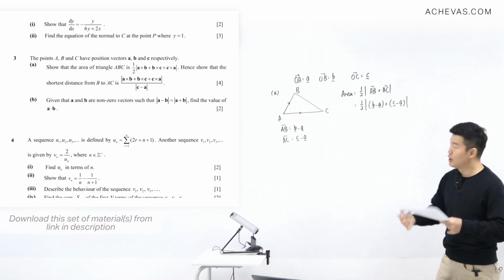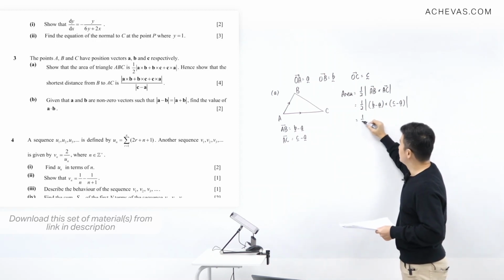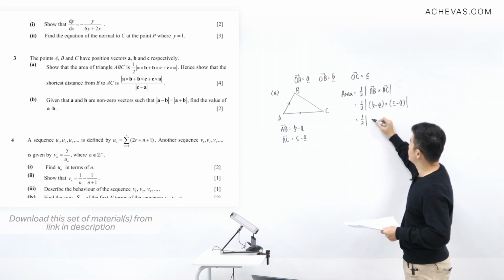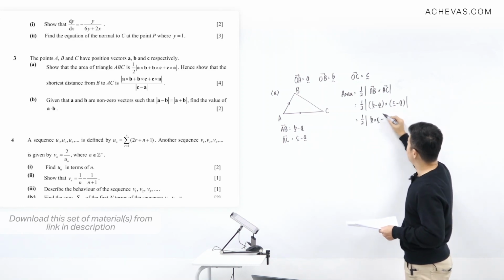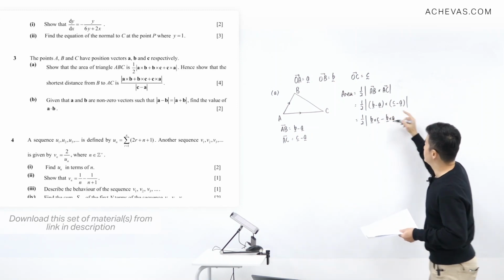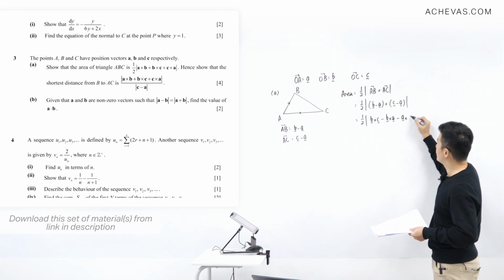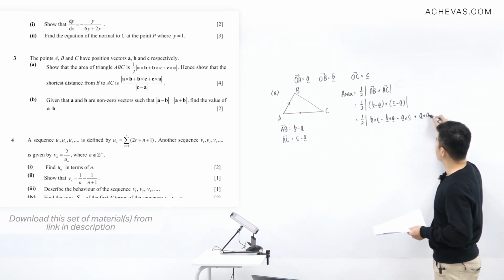Okay, let's manipulate this. So it will be half of b cross c, then b cross a, so negative of b cross a. Then this and this will be negative of a cross c. This will be plus a cross a.